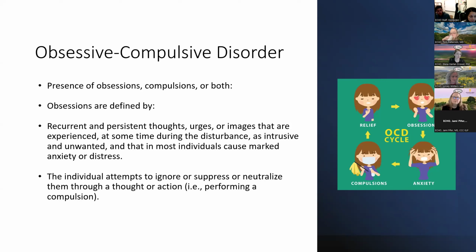So obsessions are defined by recurrent and persistent thoughts, urges, or images that are experienced at some point in time during the disturbance as intrusive or unwanted, and that most individuals it causes significant anxiety or distress. And so the individual tries to ignore it or suppress it and neutralize it through a thought or an action, usually performing a compulsion. Next slide.